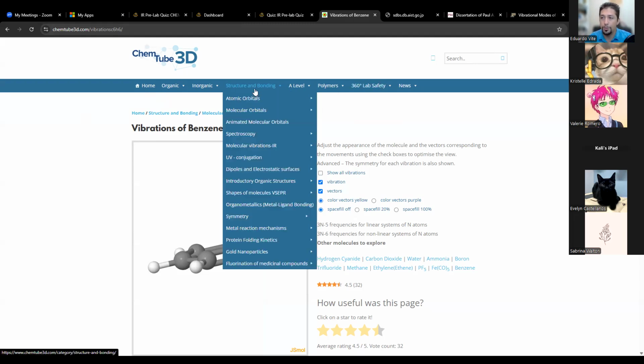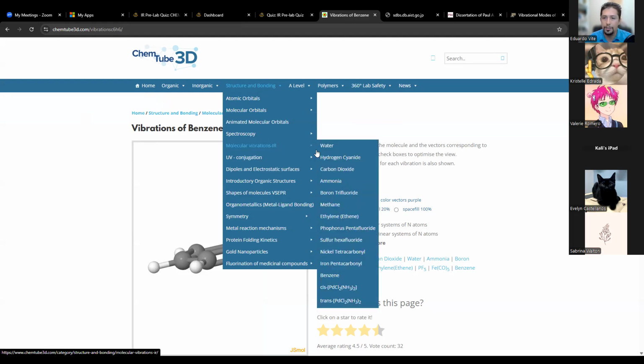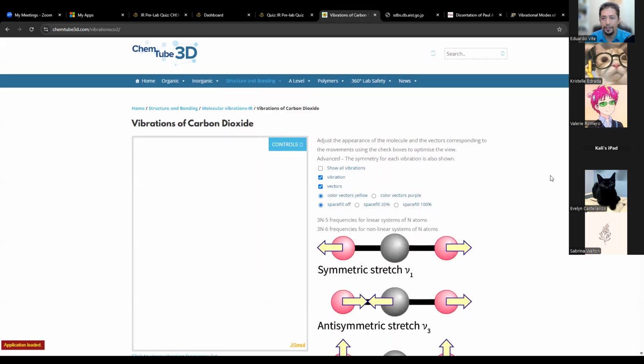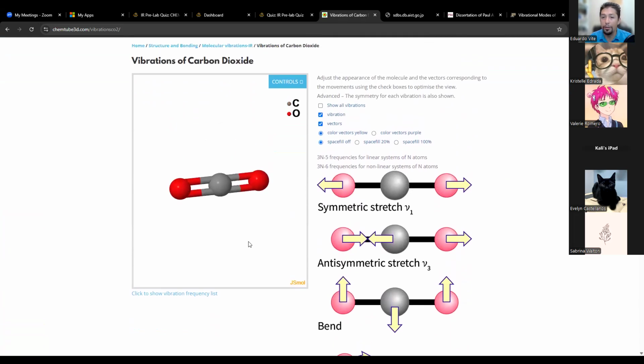Well, here, if you go to structure and bonding and you go to where it says molecular vibrations IR, you see that you get a drop-down list of example molecules, right? So we were talking about carbon dioxide right now. So let's just go ahead and look at carbon dioxide and then we'll get some more insights about that. Okay. So look at that. Here we have carbon dioxide. This is a 3D model, so you can actually rotate this, play this around. You see that? Really cool stuff. That's why I recommend you use the website.